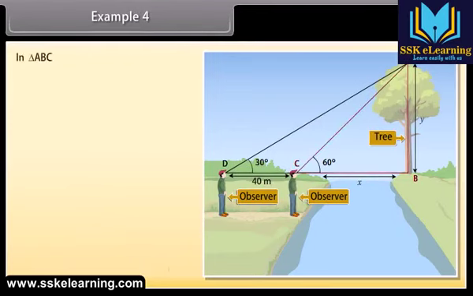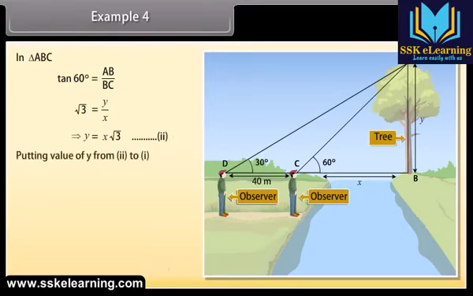In triangle ABC, tan 60 degrees is equal to AB upon BC, that is, square root of 3 equals y upon x, which implies y is equal to x into square root of 3. Equation 2. Putting the value of y from equation 2 into 1, we get x plus 40 is equal to x into square root of 3 whole into square root of 3, which equals 3x.